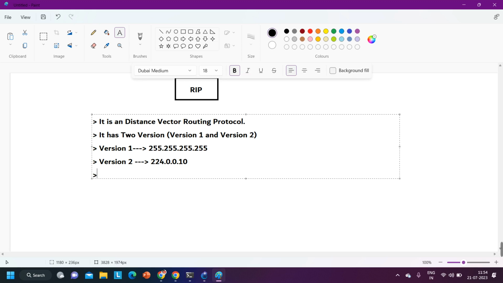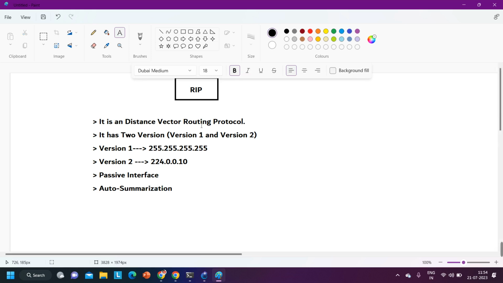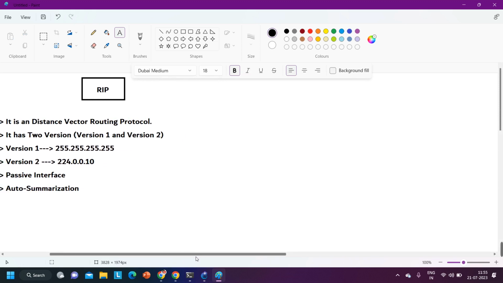After that, we have the concept of passive interface. That is also important. Then we have the concept of auto summarization. This is also an important thing. These are the important things about the RIP routing protocol that you need to keep in mind. Okay, let me talk about EIGRP here.